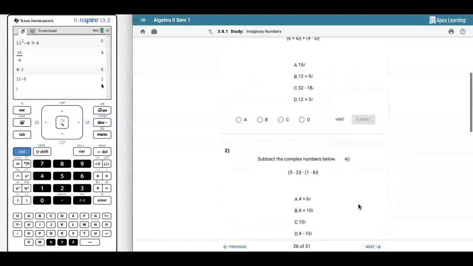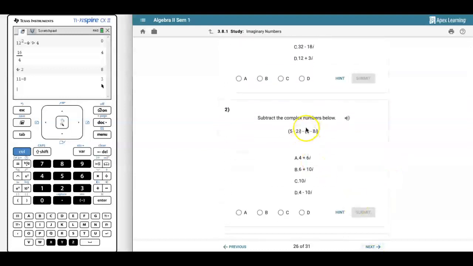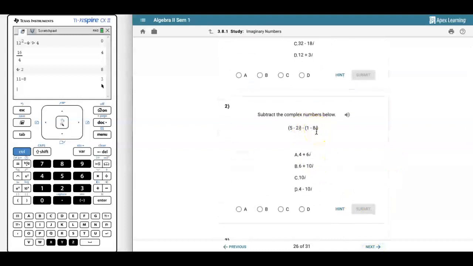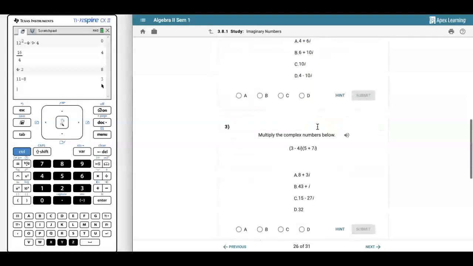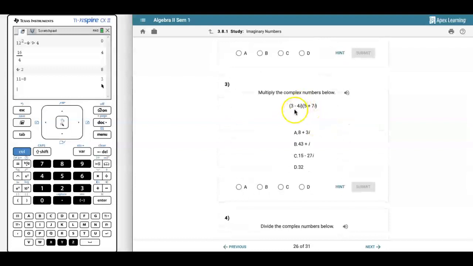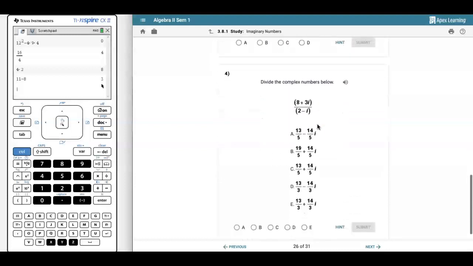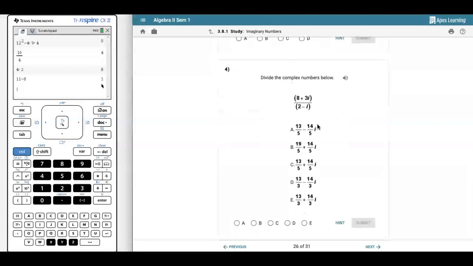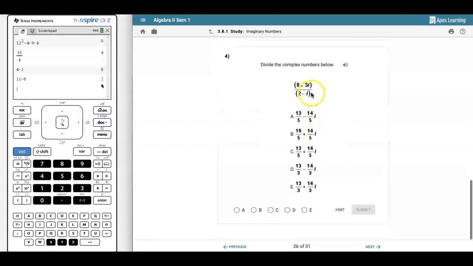For this one, remember, we've got to distribute the negative sign. Then we combine like terms, and then we simplify. For this one here, we've got to FOIL, and then remember, we're going to get an i squared, which we can then replace with -1. And then finally for number 4 here, dividing by the complex numbers, you've got to multiply by the complex conjugate, which is 2 plus i.